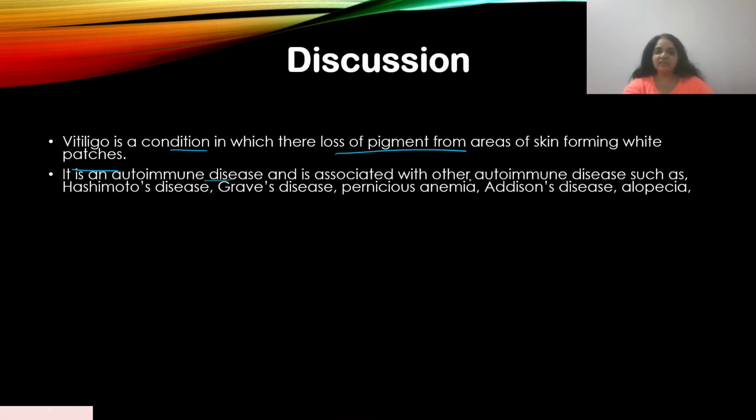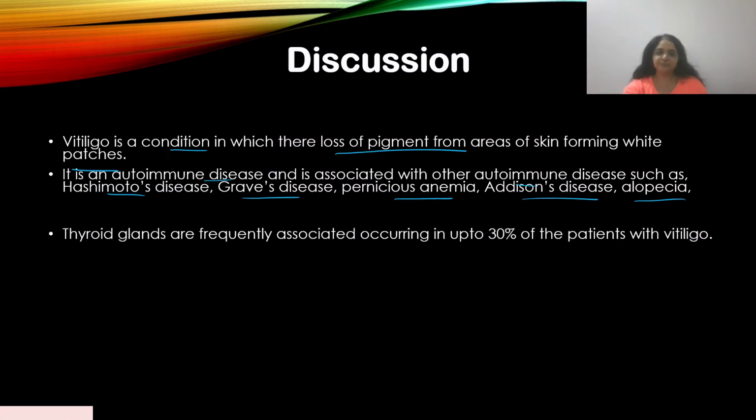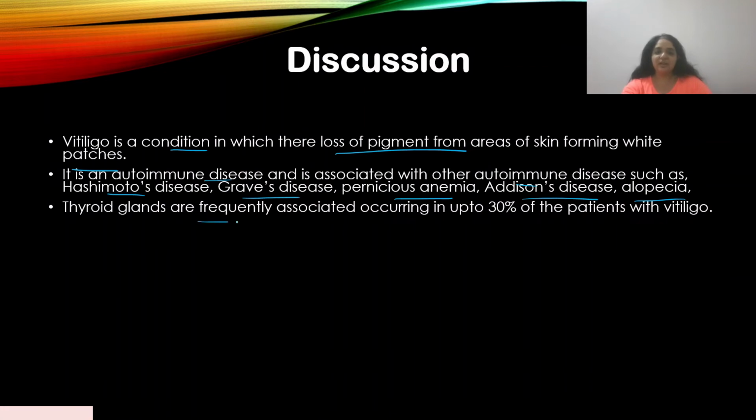It's an autoimmune disease, and it is associated with other autoimmune diseases such as Hashimoto's disease, Graves' disease, pernicious anemia, Addison's disease, and alopecia. So those who have vitiligo also have certain other autoimmune diseases. Thyroid gland involvement is frequently associated, occurring in up to 30% of the patients with vitiligo. So basically, the thyroid gland gets affected in patients with vitiligo.